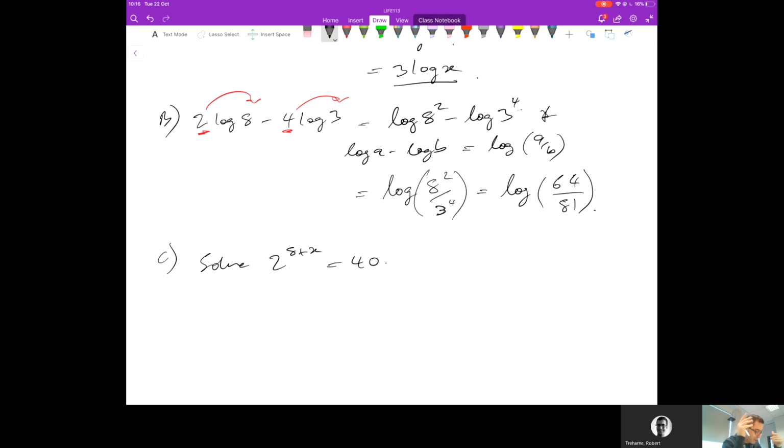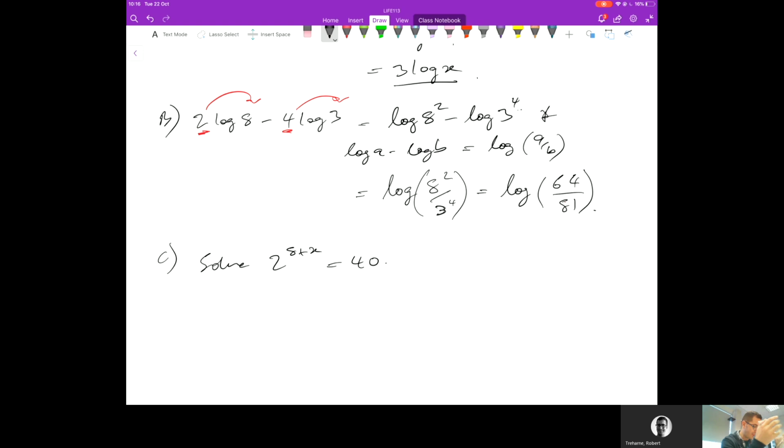Well, this is where logs come in handy, right? Because a log allows me to perform a function on a value which has an index and take the index and put it down in front of it. So in this case, the x is in the index. So I don't want it up there, I want it down there. So I'm going to take logs of both sides, right?